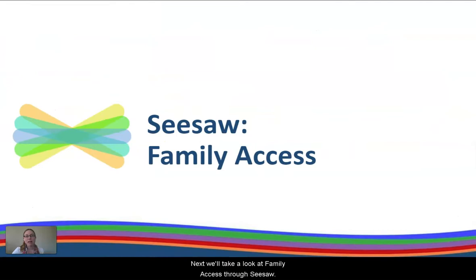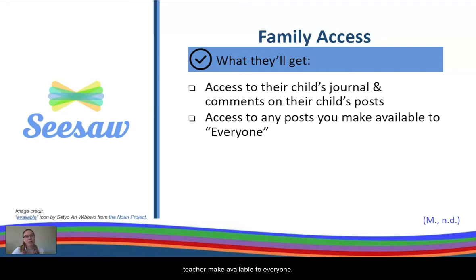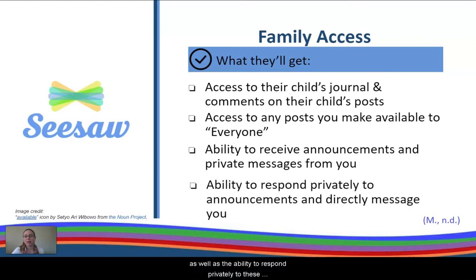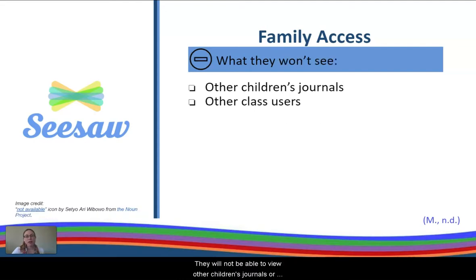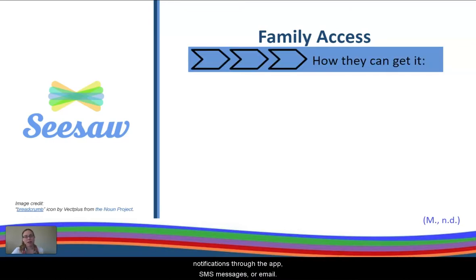Next, we'll take a look at Family Access through Seesaw. Family members with Family Access in Seesaw will get access to their child's journal, comments on their child's post, and any post you as a teacher make available to everyone. They will also have the ability to receive announcements and private messages from you, as well as the ability to respond privately to these announcements or message you directly. They will not be able to review other children's journals or other class users. Family members can choose to be notified via push notifications through the app, SMS messages, or email.